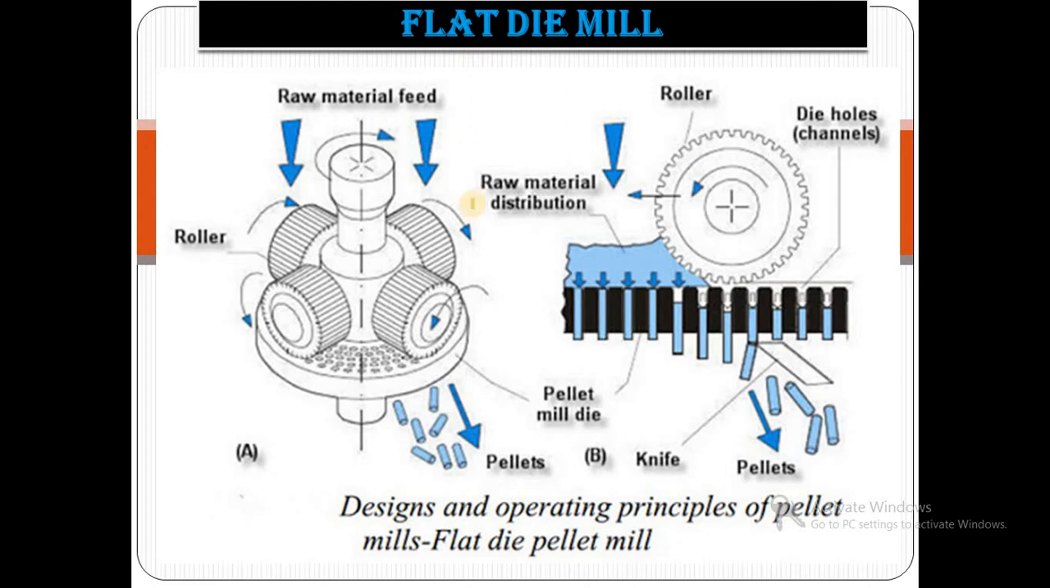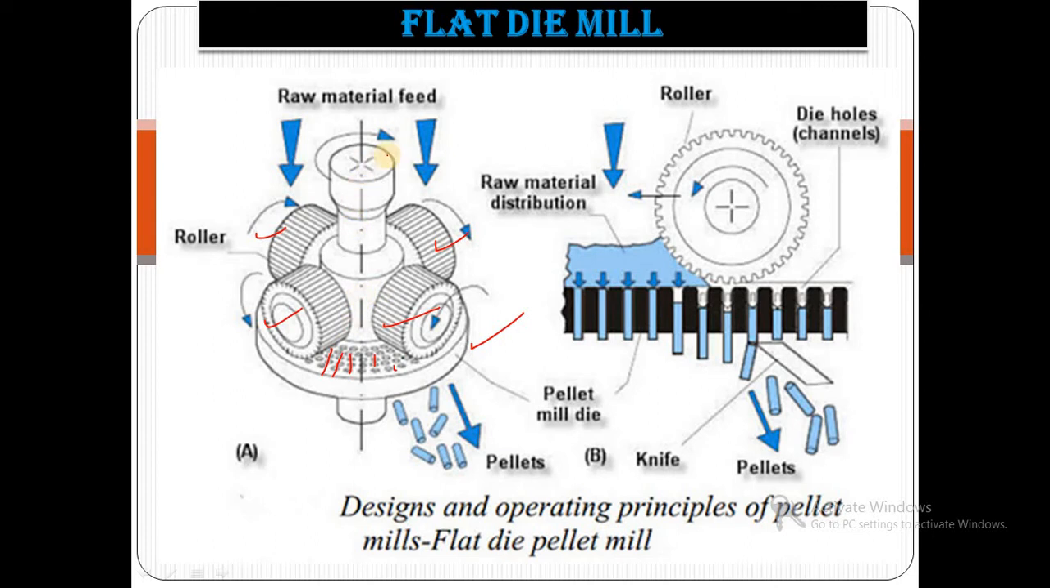So these are the machinery parts of the flat die mill. These are the rollers. There may be one roller, two rollers, or four rollers, as shown in the diagram. In this one we can see there are four rollers. At the bottom there is the drum, and there are different slots. These are the different slots available on the drum.